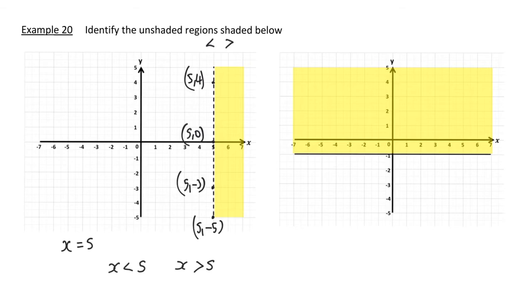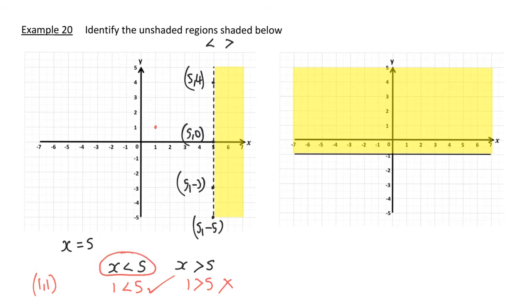We can pick any point, so let's pick 1, 1. And we substitute that into the inequality. So 1, 1 has an x value of 1. So 1 is less than 5, or the option could be 1 is more than 5. Now 1 is less than 5 is true, and 1 is more than 5 is false. But because we want the 1, 1 to lie on the true side, that must mean the inequality is x is less than 5.